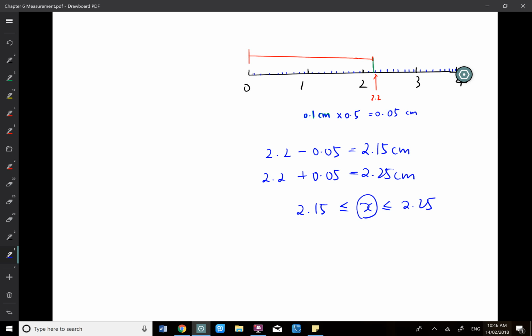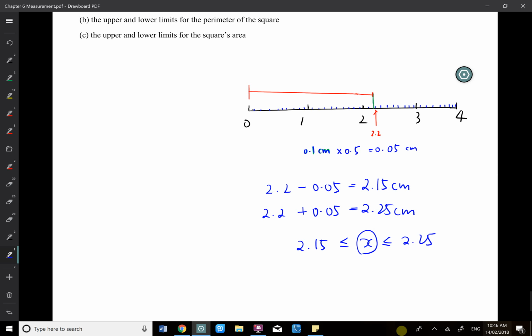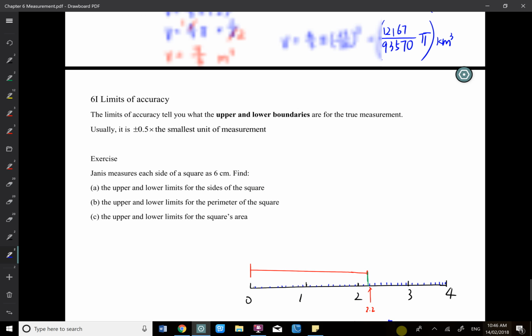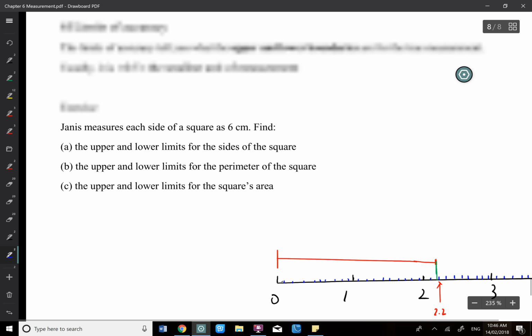The best answer I can give you is 2.2, because the smallest unit my ruler can give me is 0.1 centimeter. I read it's very close to 2.2 centimeters, therefore my answer will just be 2.2 centimeters. Does that make sense? So let's have a look at the exercise.